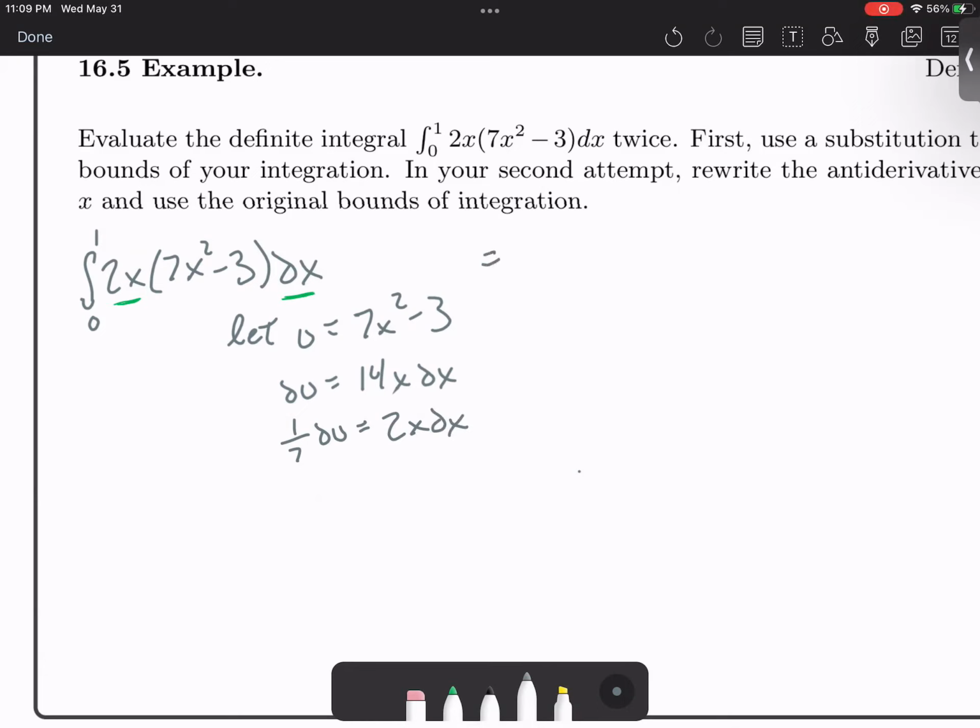So this is equal to the integral. The 2x dx is replaced with 1/7 du. So the 2x and the dx have been taken care of. Now you just have that parentheses, which is u. So we have 1/7. Oh, wait. Before we move on, where are my bounds of integration?